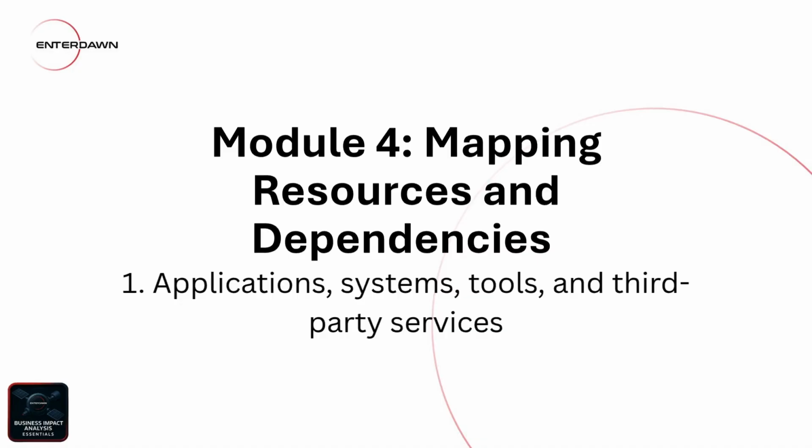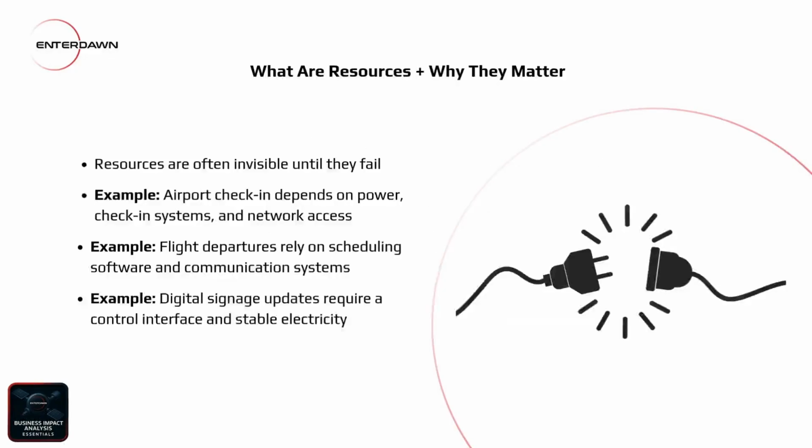In this section, we will be exploring applications, systems, tools, and third-party services. To fully understand a business process, you need to identify what it depends on to function. This includes applications, systems, tools, equipment, and third-party services, collectively referred to as resources. These resources are often taken for granted until they're unavailable.